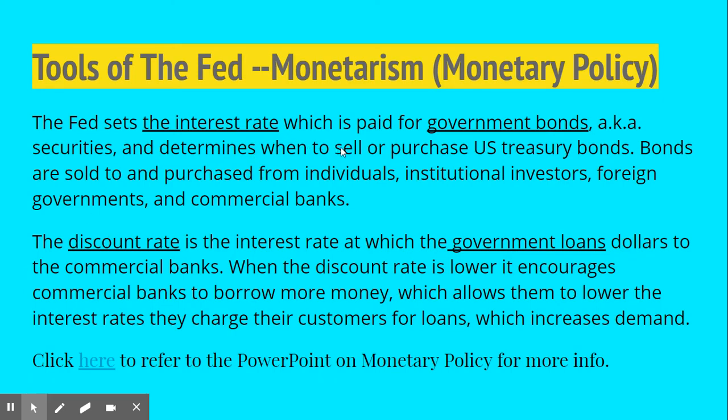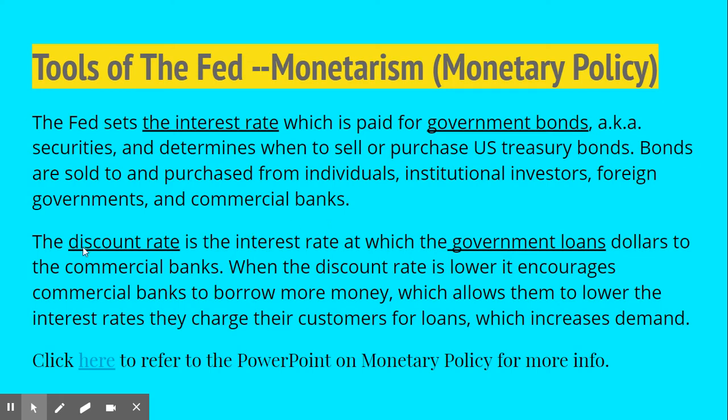The Fed sets the interest rates paid for government bonds, in other words securities, and that determines what happens when we sell or purchase U.S. Treasury bonds, or the debt. Bonds are sold to and purchased from individuals, institutional investors, and foreign governments. So when we talk about our debt to foreign countries, this is how we owe them that money, because they're buying up our debt through treasury bonds. Commercial banks and other financial institutions also buy government debt.